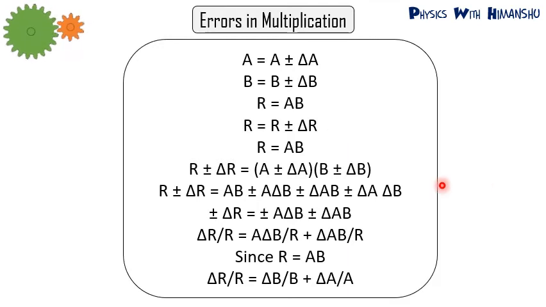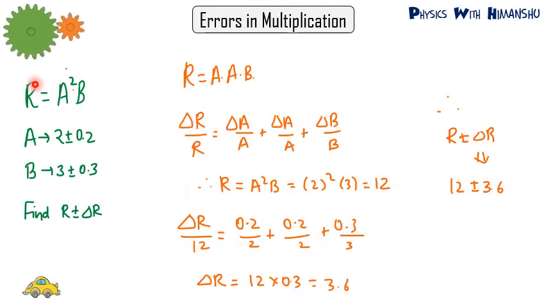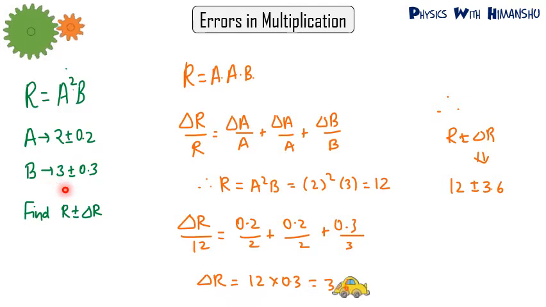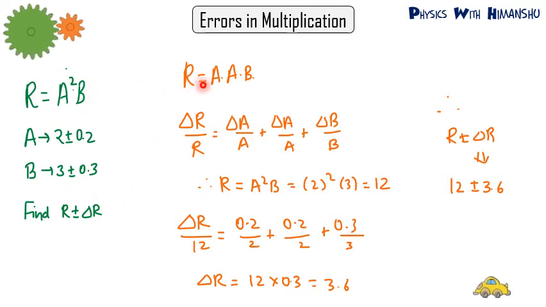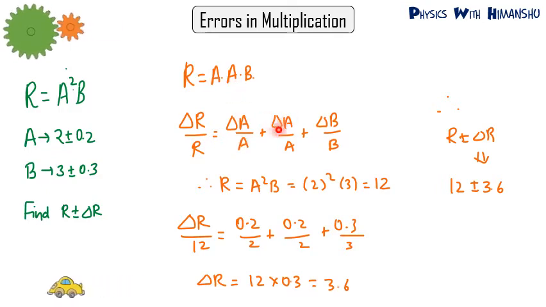Now how to solve numerical of this topic. Suppose R is given to be A square B and value of A is 2 and error in A is 0.2. Value of B is 3, error in B is 0.3. We have to find out the value of R plus minus del R. See, R is A square B, so we can write A square to be equal to A into A into B. Now putting the error formula, for R we'll write del R by R. For this A we'll write del A by A. For this A we'll write del A by A. For this B we'll write del B by B. Always remember, we have to put the plus sign in between, not the multiplication sign, that we've already derived.